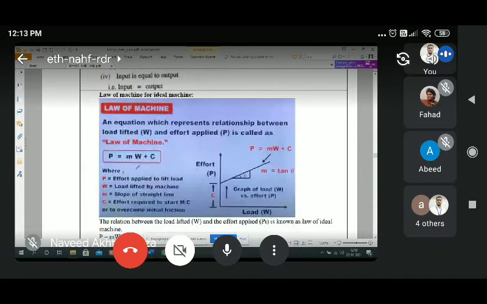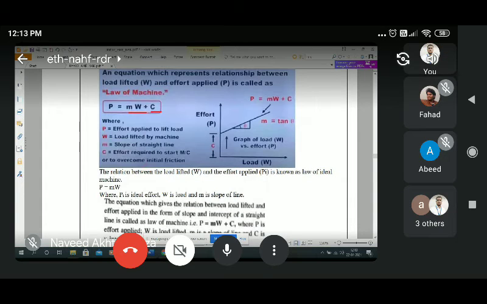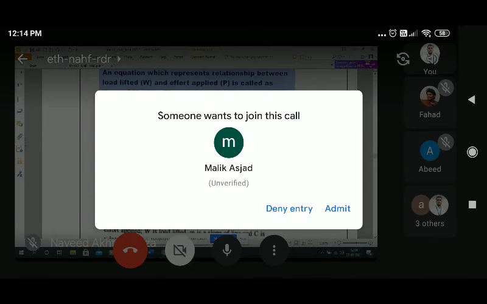And we have seen the law of machine, that is P is equal to mW plus C. M is the slope, W is the load lifted by the machine, and C is a constant, that is the initial effort required to start lifting the load. When the machine is real and not ideal, P is equal to mW plus C. But the ideal relation between the load lifted and effort applied is known as the law of ideal machine, where the C value will be 0, and then Pi is equal to mW, where Pi is the ideal effort and W is the load.